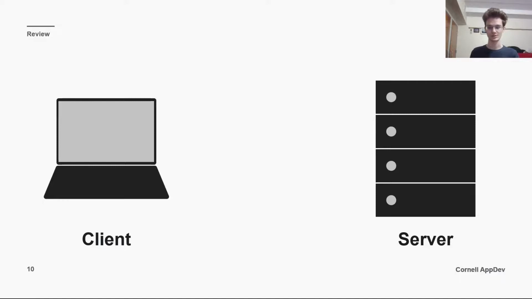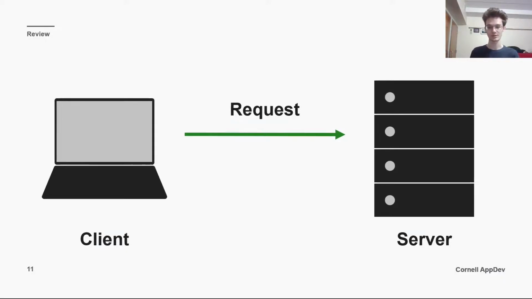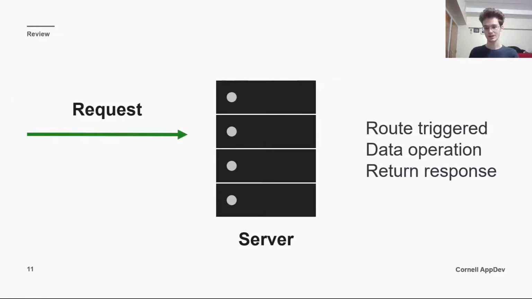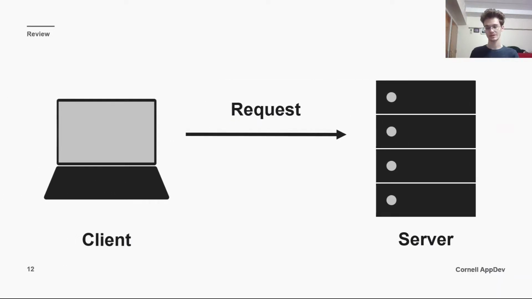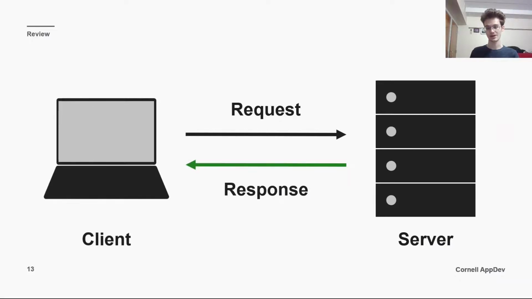So just to show that in a diagram again, the client initiates a request to the server. The server then triggers the correct route based on the path. And the rest of that animation isn't there. But it returns a response. Thanks, Rahi, for animating that so fully. Anyway.